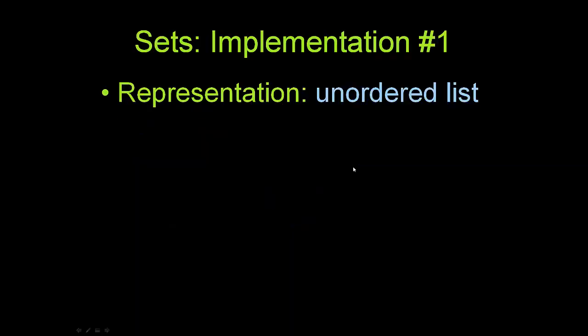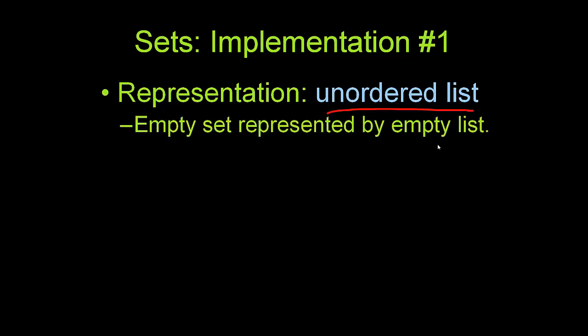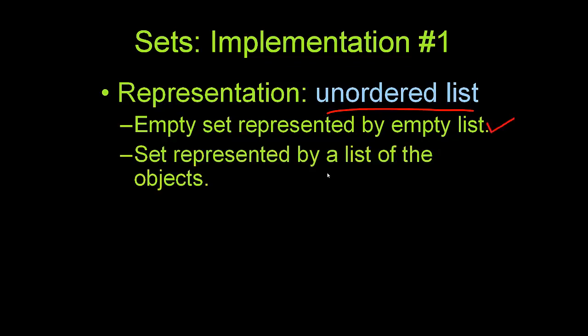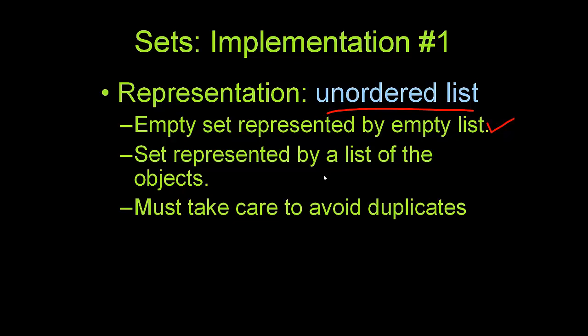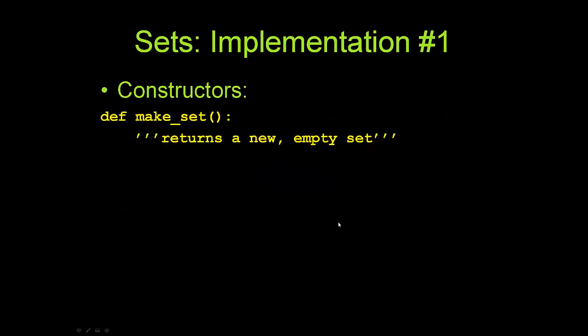We'll move on to implement sets. Now let's take a look at the first possible implementation of sets, and we call it the unordered list representation. So the empty set is represented by the empty list. That's fair enough. Each set is represented by a list of objects, and the main thing to do is to make sure we take care to avoid duplicates. The constructor that makes the empty set just returns the empty list.